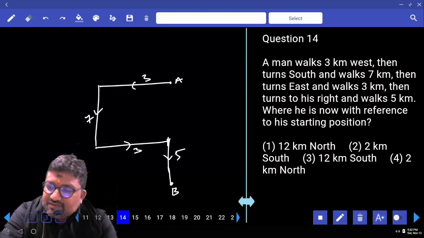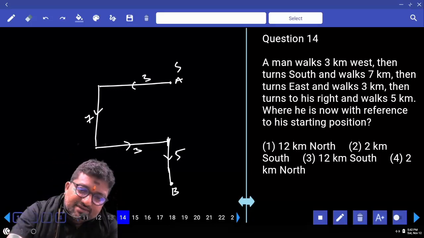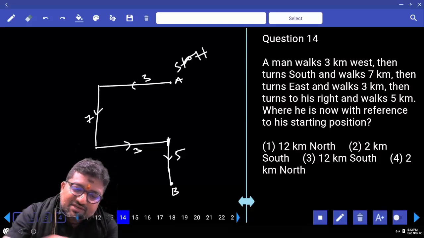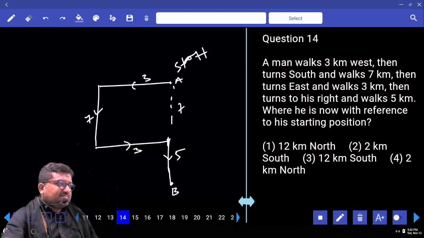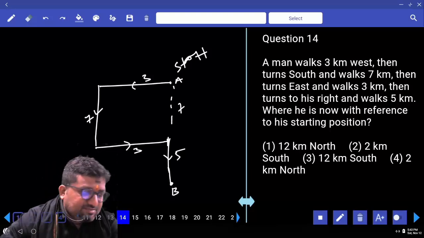Next, where is he now with reference to the starting point? What is the starting point? A. Where is he now? 12 kilometers south. This here is 7. 7 plus 5, 12. 12 kilometers south. Is this clear?